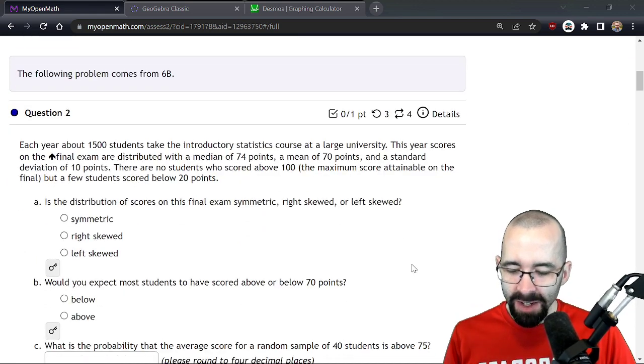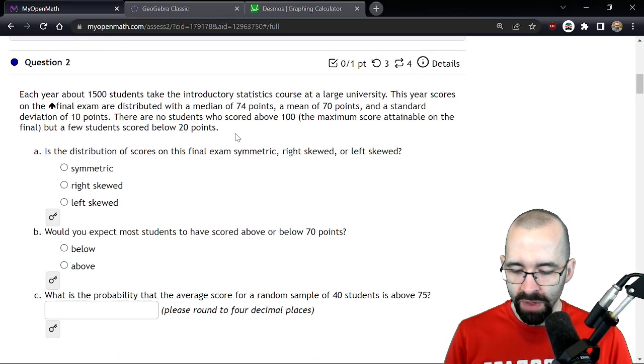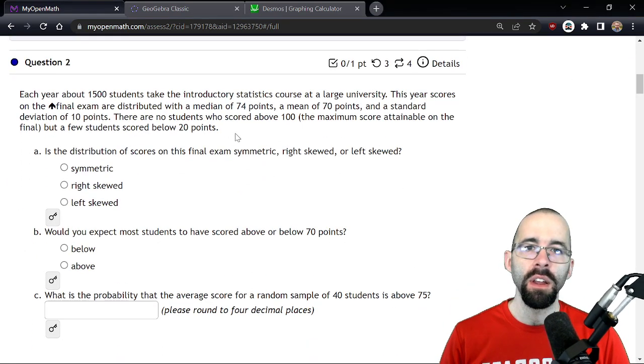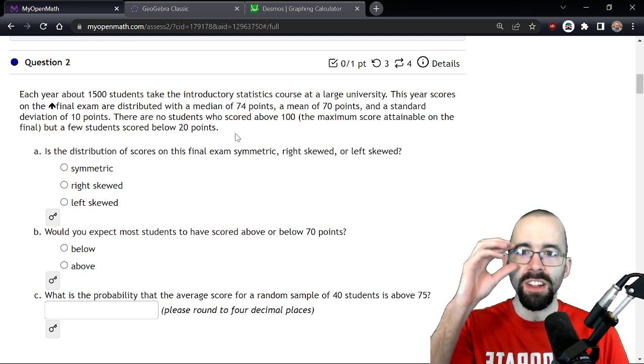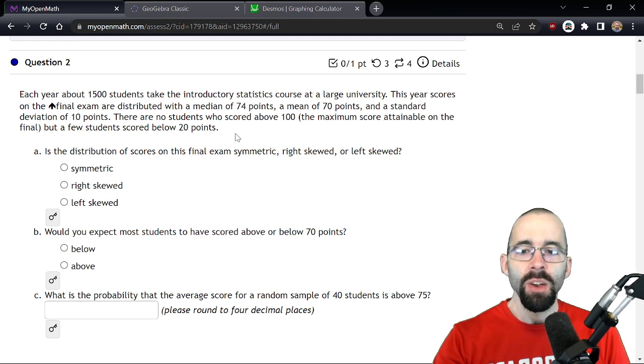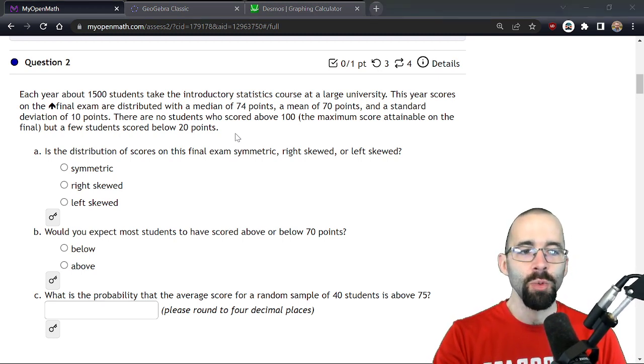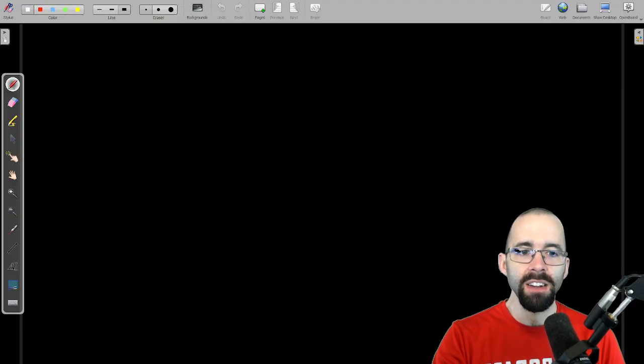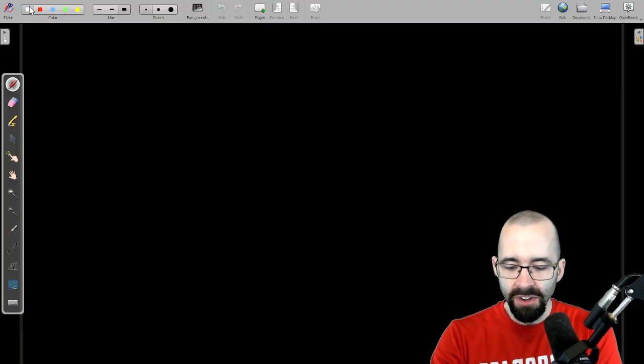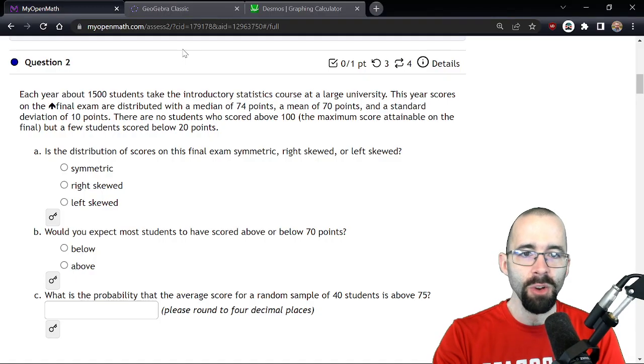So let's start by looking at number 2. Every year we have 1,500 students. There's a lot of word problems in these sections. There's a lot of applications. There's a lot of words. What I'd highly recommend doing right off the bat is just write down the key things. Do you see 1,500 students? Just write that down somewhere. Okay, maybe that's our population. Maybe that's our sample. Who knows?